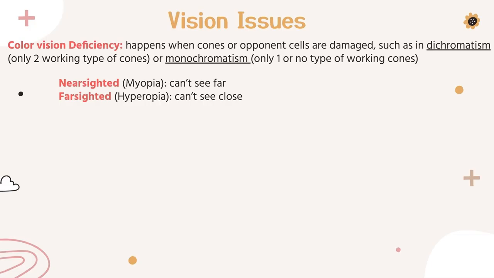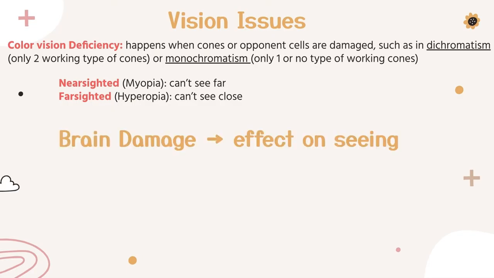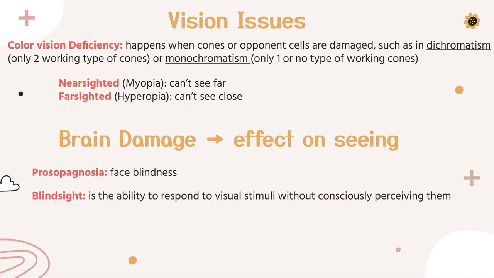So brain damage and what brain damage can do to seeing. There's prosopagnosia, I have no idea how to say that, but it's face blindness. Blindsight is the ability to respond to visual stimuli without consciously perceiving them.